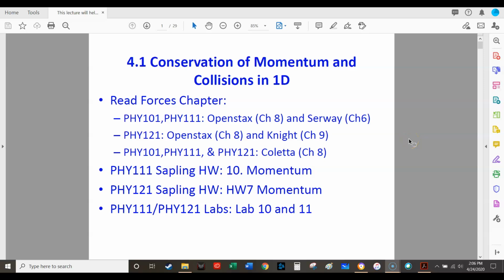Hello everybody, we are now on the second activity in the momentum module. We're going to concentrate on conservation of momentum and 1D collisions. And within one-dimensional collisions, there's two types of collisions, elastic and inelastic.